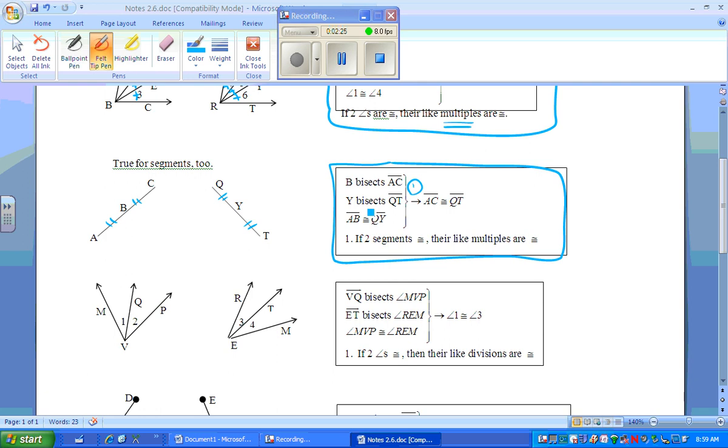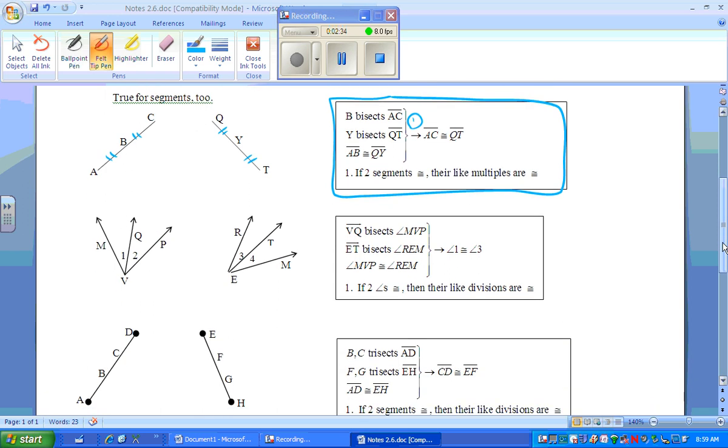I want you to use the like multiples when you have two bisecting pieces. That's the hint. When you know you have two bisecting pieces or two trisecting pieces, that's when you want to use like multiples, or the next theorem, which is like divisions.